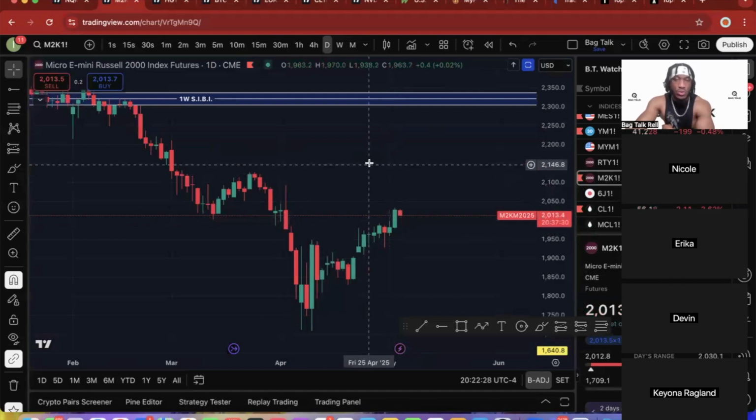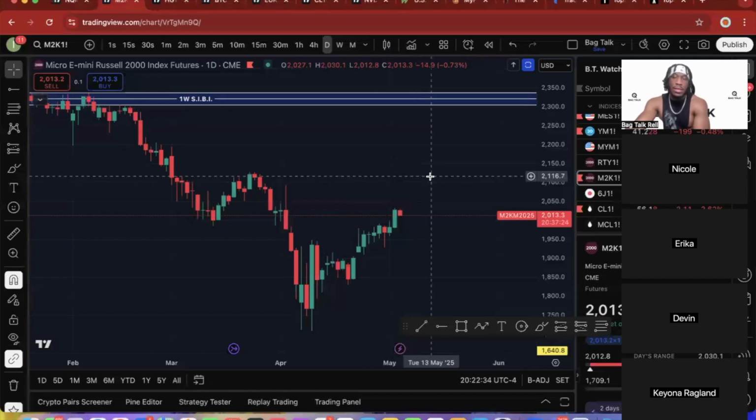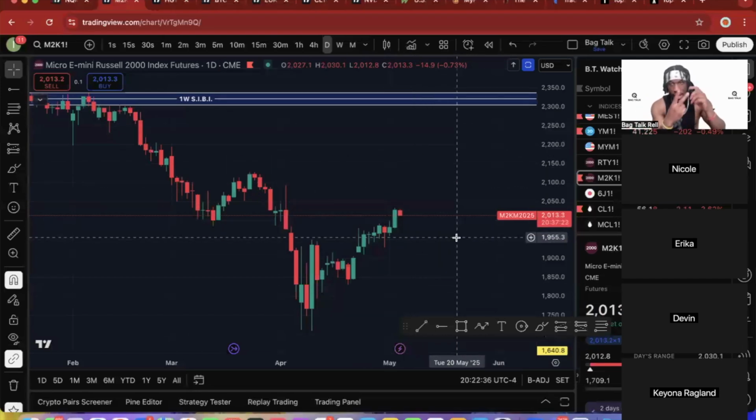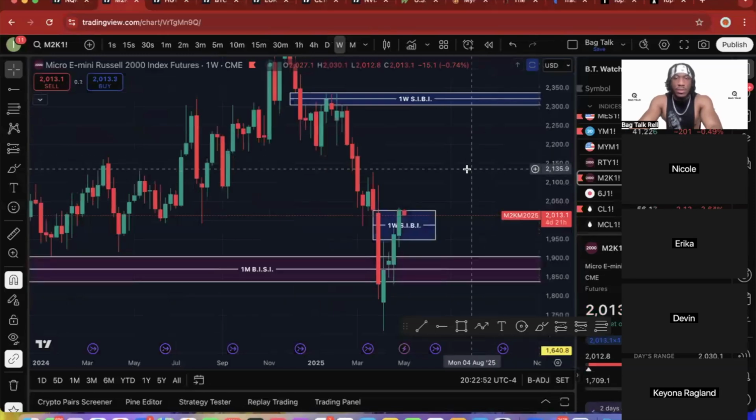Here goes the Russell. When it comes to the Russell, I'm turning B adjust off. For the NASDAQ, for the S&P, and for the Dow Jones on my futures chart, I went to the bottom right and I had B adjust on. When I came to the Russell, I went to the bottom right and I turned B adjust off. Okay. Now it's off, and now I'm about to do my analysis on the Russell.